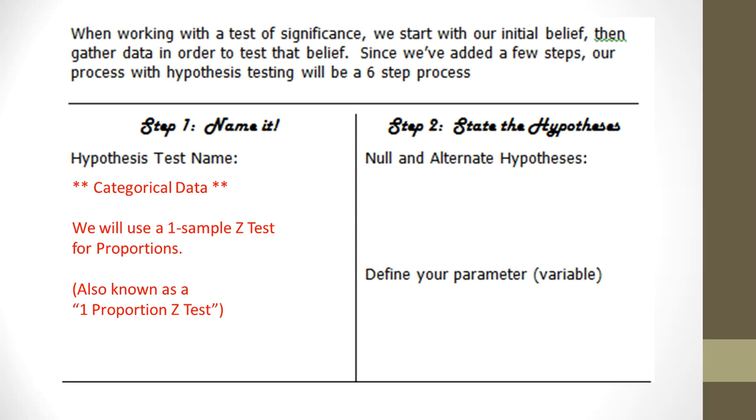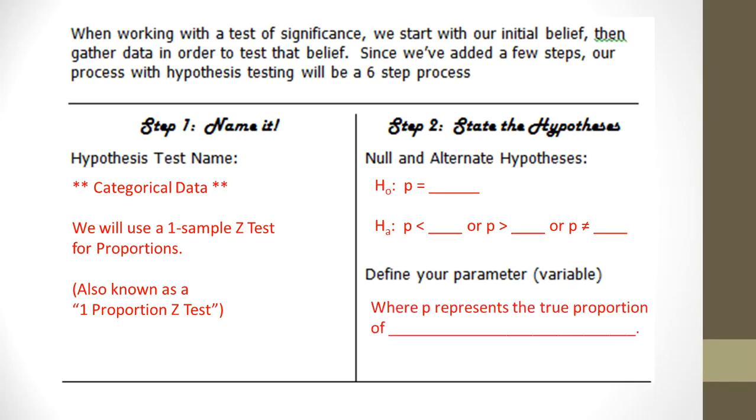Yesterday, we looked at writing hypotheses, and that is our step 2. Our null hypothesis, a statement of no difference, no change, nothing is going on. Since we're dealing with categorical data today, we're going to be using the symbol P. So our null hypothesis is P equals whatever our number is. Our alternate hypothesis, what is indicating change, is that it is less than, greater than, or not equal to. Do make sure that you define your variable. You need to make sure that people understand what that P stands for. So P is the true proportion of whatever our situation is.